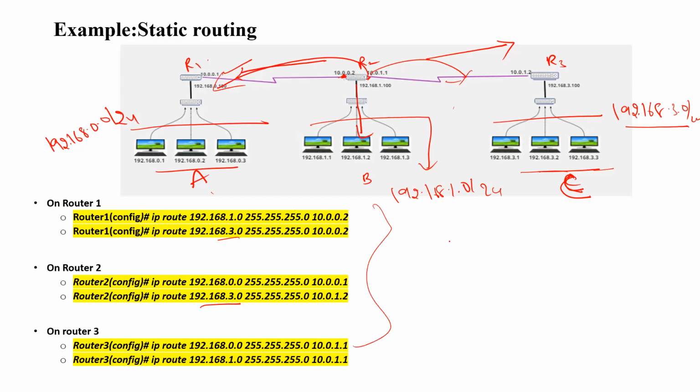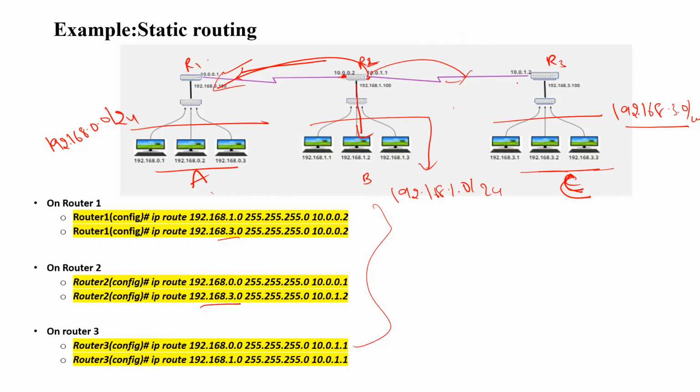Any doubts? Yeah, I have one doubt. If I need to route from A to C, first it will go to the R2 router. Yeah. And then from R2 to R3. So here the R3 router ID is there, right?